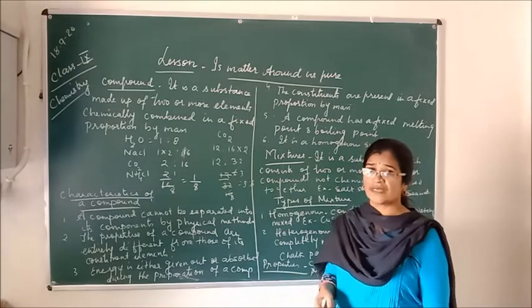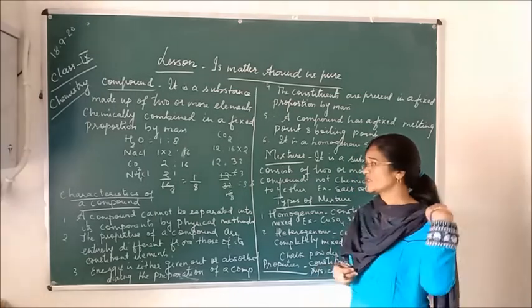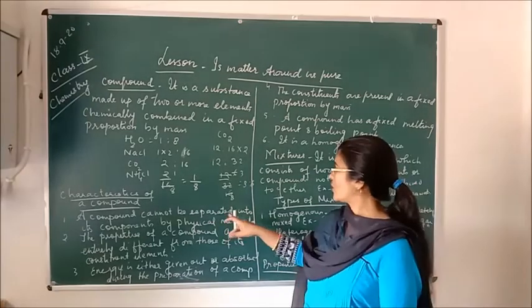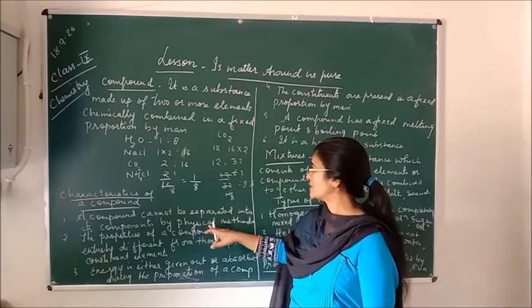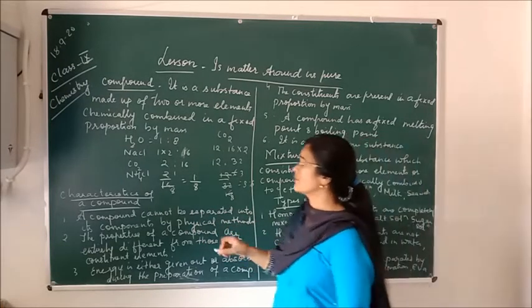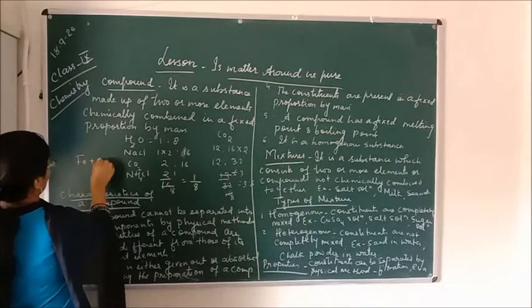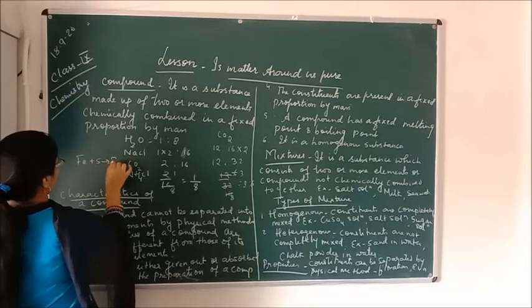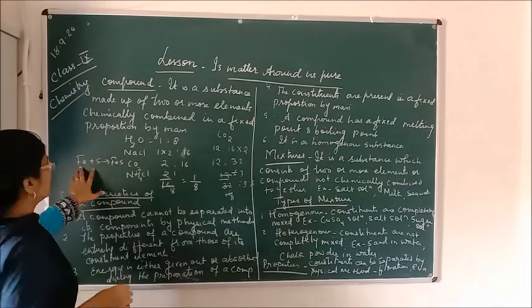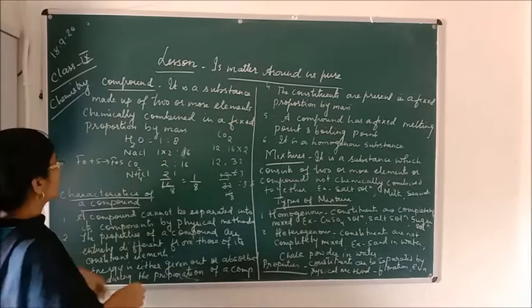And if we discuss the characteristics of a compound, the first main characteristic is that a compound cannot be separated into its components by physical methods. Take the example of iron combining with sulfur to form iron sulfide. When iron is heated with sulfur, it forms iron sulfide.